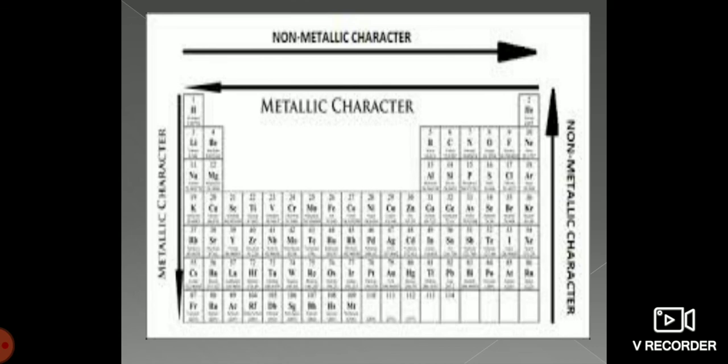We can also explain the nature of oxides, because we all know oxides of metals are basic and oxides of non-metals are acidic. So on the basis of these trends, we can help predict the nature of oxides formed by the elements. I hope all the trends regarding metallic, non-metallic character and atomic size have been clear to you all.